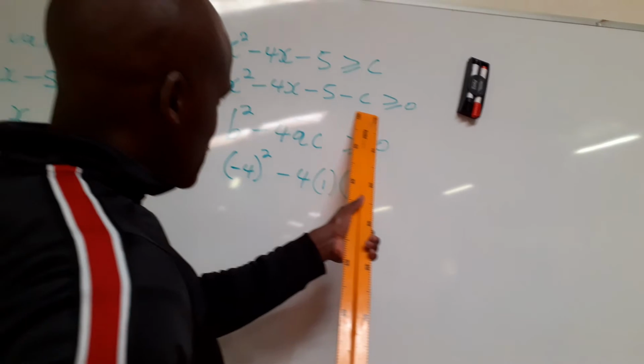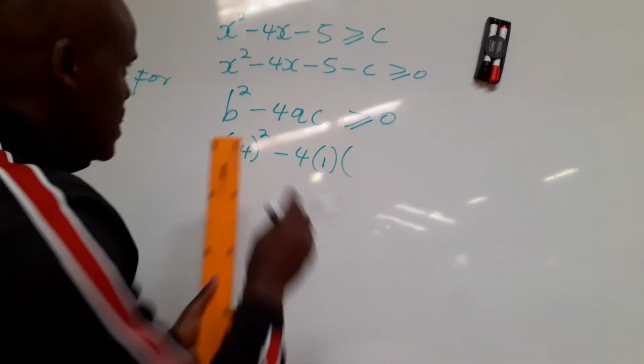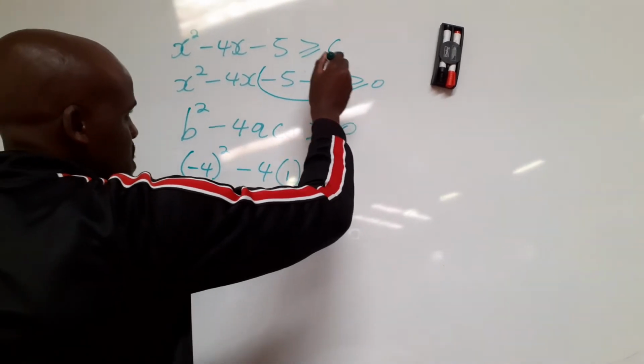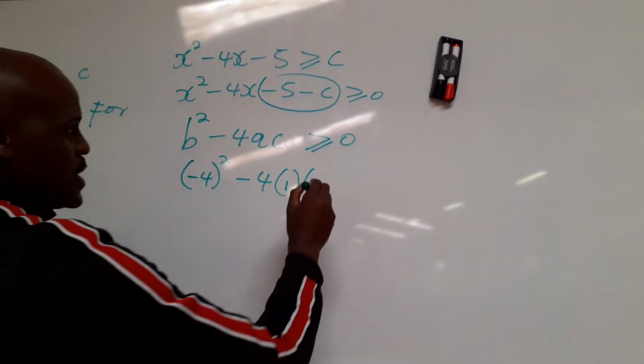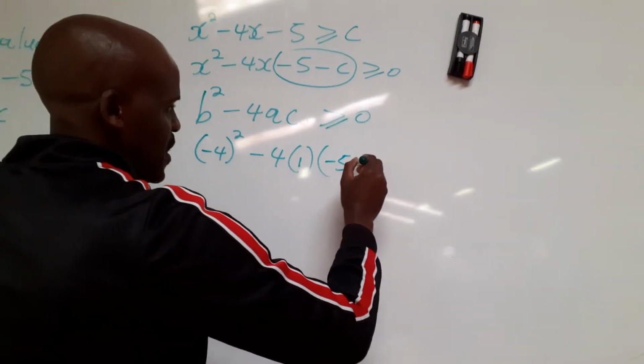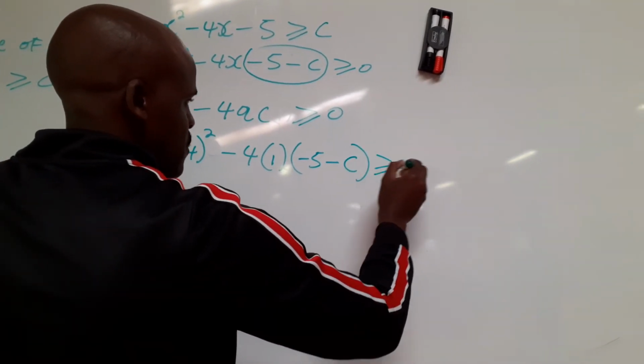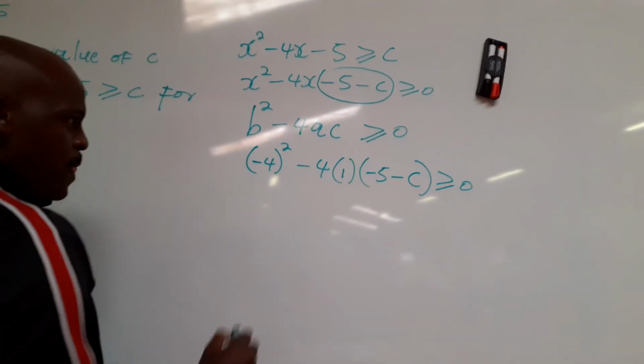Right, this is our c. Our c, ax squared plus bx plus c, is given by that. It's minus 5 minus c greater or equal to 0.